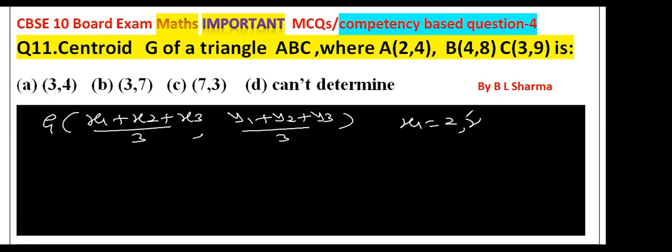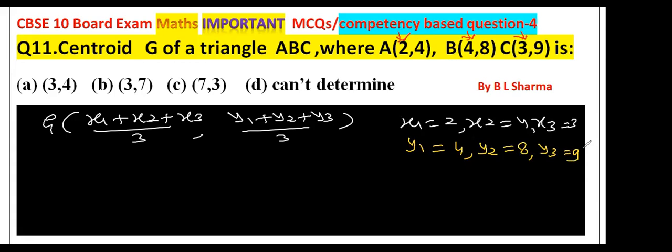Here x1 is 2, x2 is 4 and x3 is 3. See, this is x1, x2 and x3. Similarly, y1 is 4, y2 is 8 and y3 is 9. This is y1, 4, y2, 8 and y3, 9. Put in the formula and get the answer.